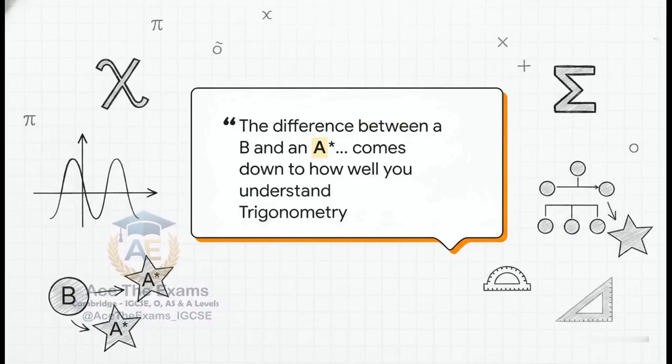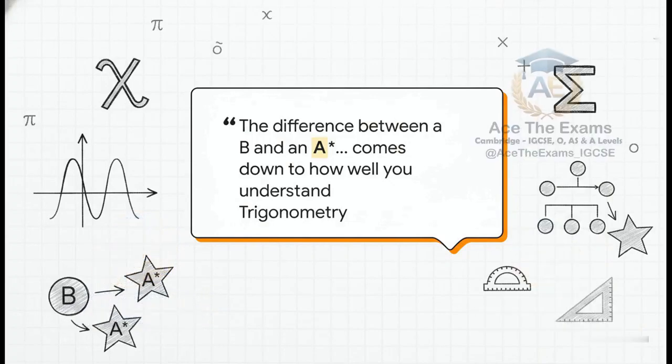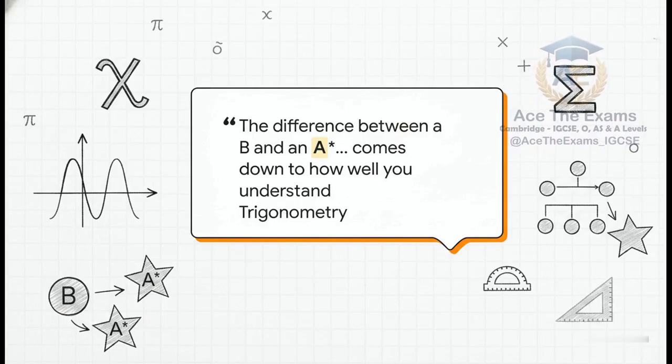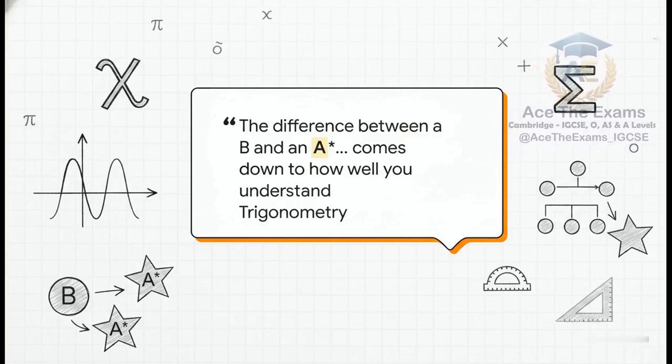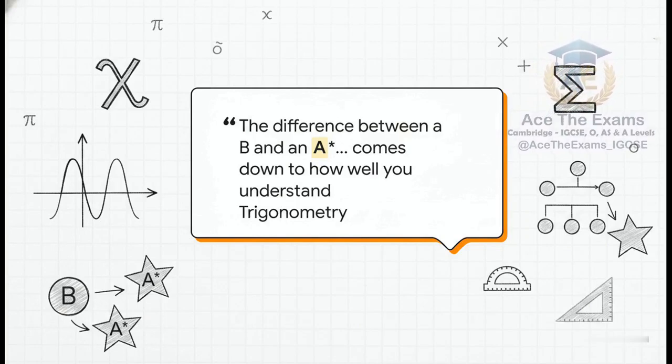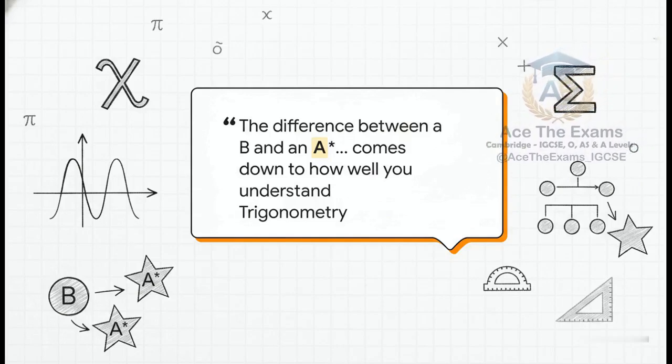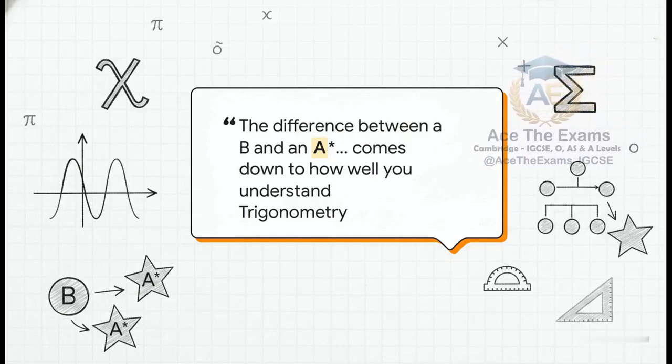The senior examiner reports highlight a very stark truth. The difference between a B and an A star in mathematics often comes down to how well you understand these specific harmonic trigonometry forms. This is not just some dramatic motivational statement. This is a cold, hard, statistical reality. The stakes for this specific topic are incredibly high. It represents a massive grade gap.